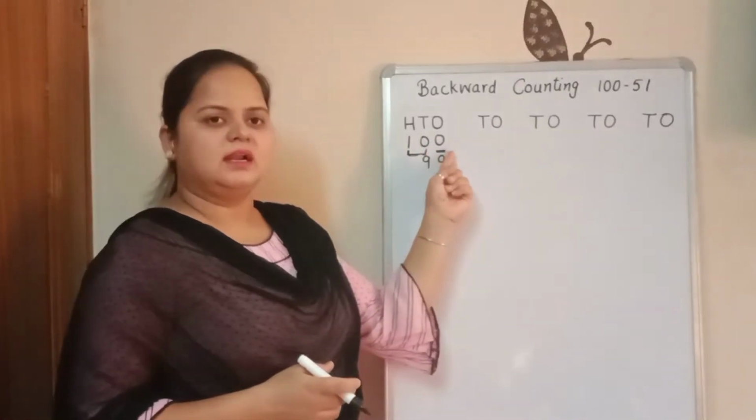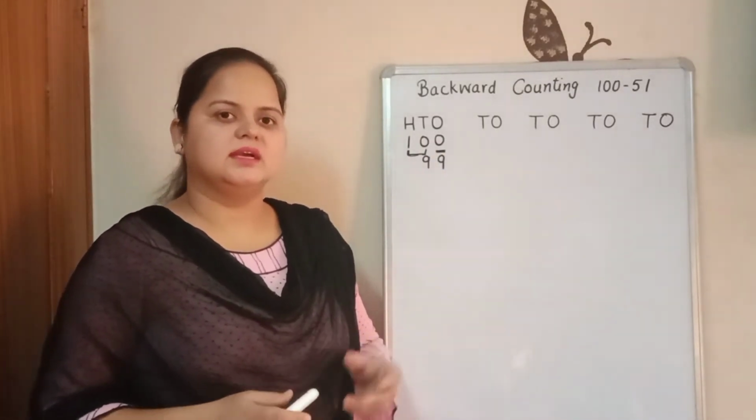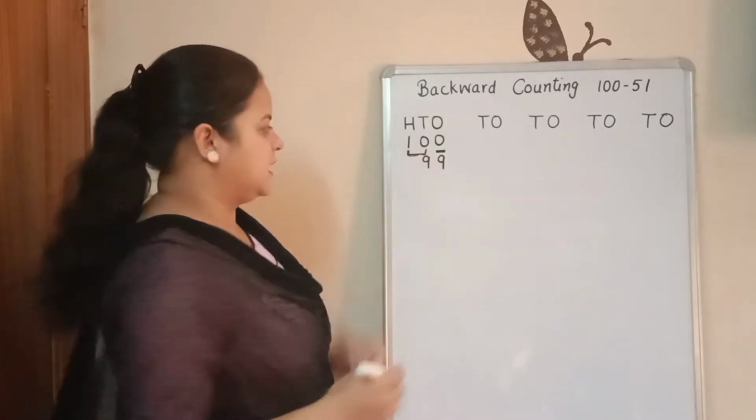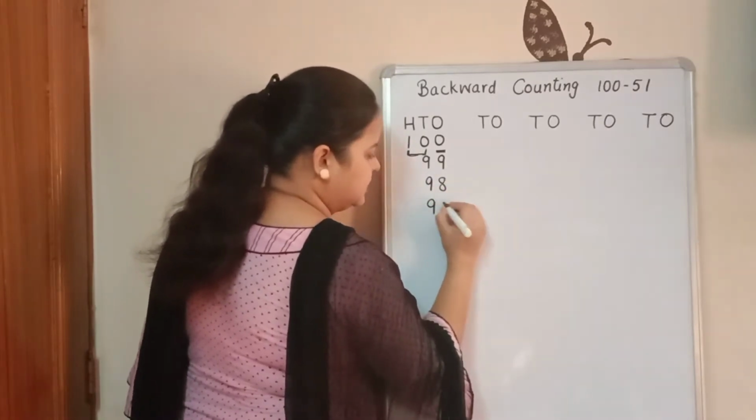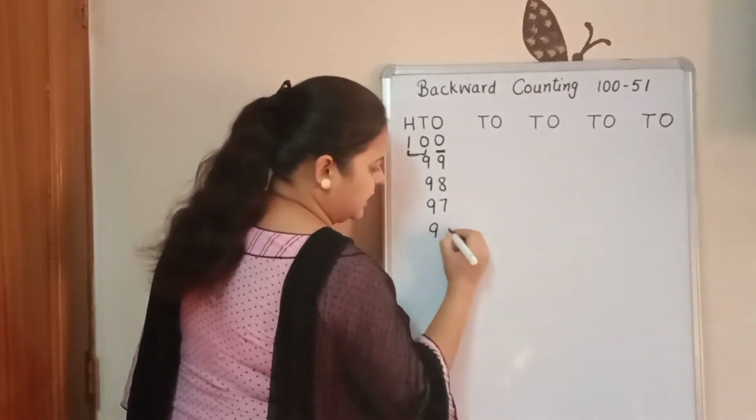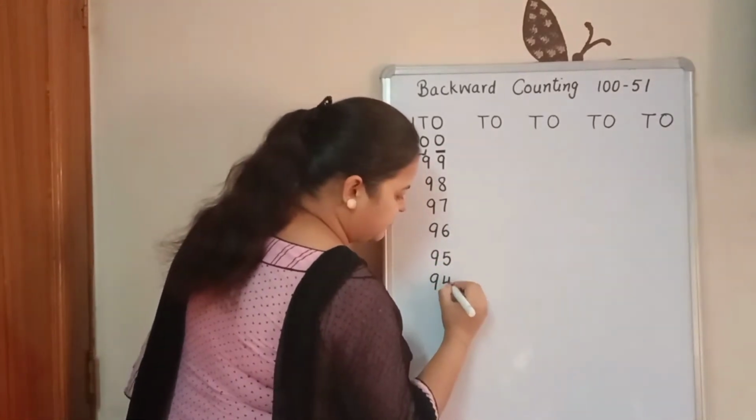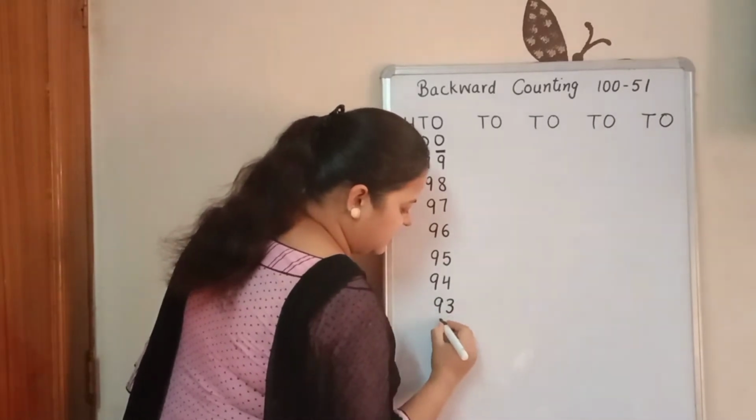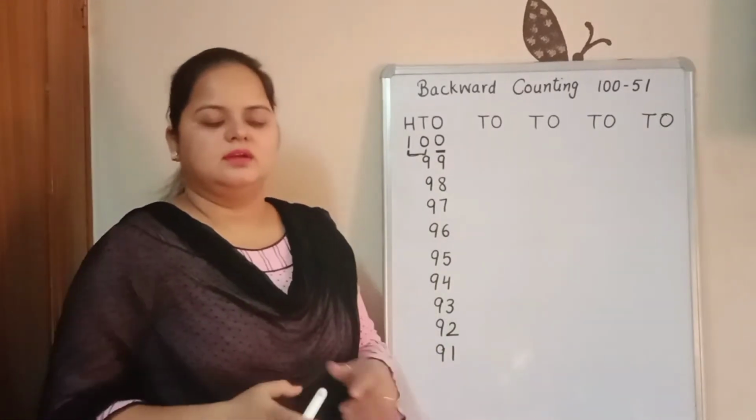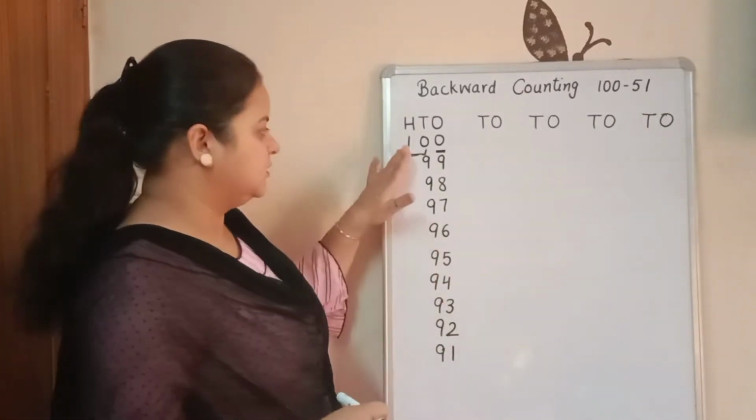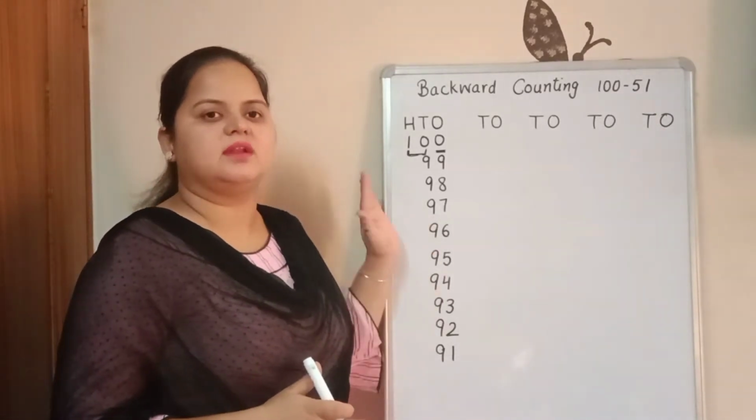So 100 and the next is 99. 100, 99, 98, 97, 96, 95, 94, 93, 92 and 91. Now you all have to write this same work in your notebooks and speak the digits, speak the numbers also.